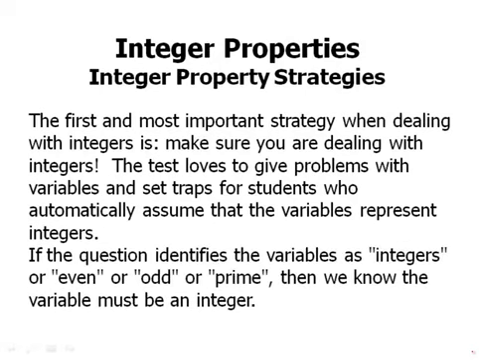If the question identifies the variables as integer, they say explicitly x and y are integers, or if they use the words even, odd, prime, then yes, we do know that the variables are integers, but there has to be some kind of explicit statement.